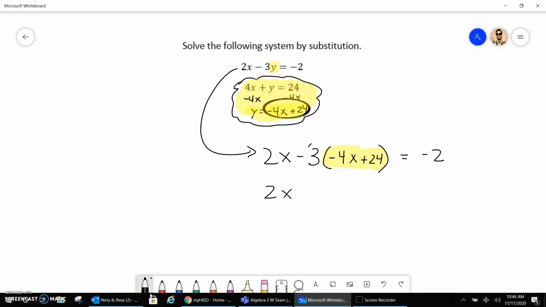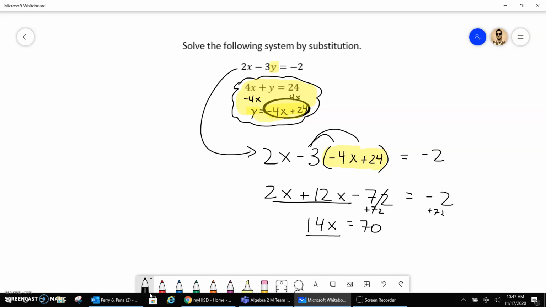We get 2x. Now we're going to distribute this. That's going to be plus 12x minus, what's 3 times 24? Negative 3 times 24, that's negative 72, equals negative 2. Okay. Now that's going to get me 14x equals, let's go ahead and add the 72, add the 72. We get a result of positive 70. Now divide both sides by 14, and x should equal 5.